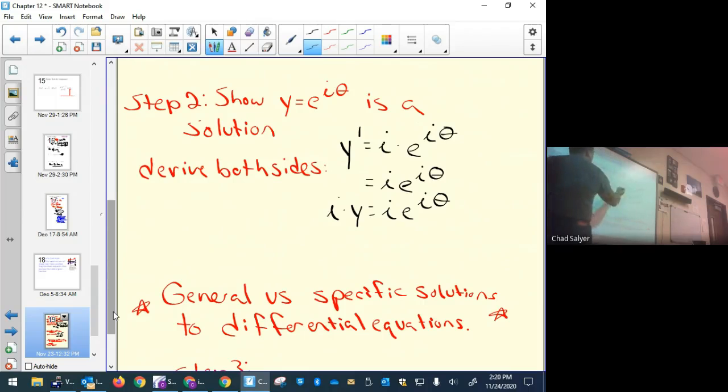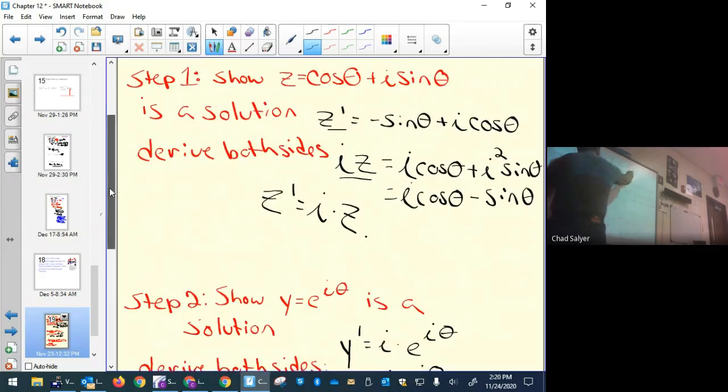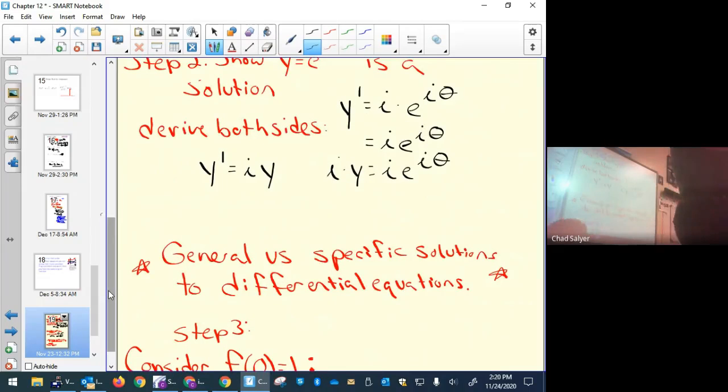So once again, I can see that the derivative is equal to i times the original function. And once again, we have a solution to this differential equation. So we've shown that Euler's function and this function have the same slope everywhere. One more thing: if we can show that they share one and only one point, it must be the case that they're the same function. In other words, we can set them equal.